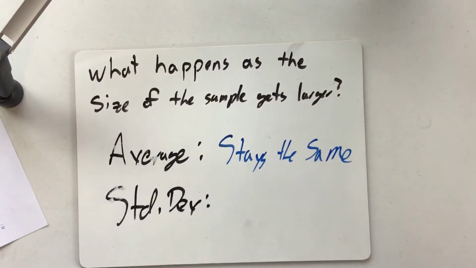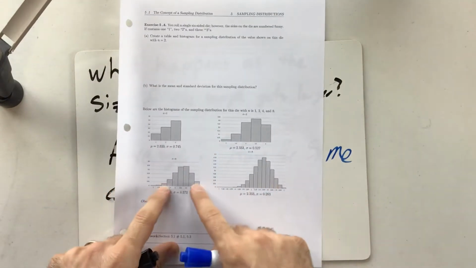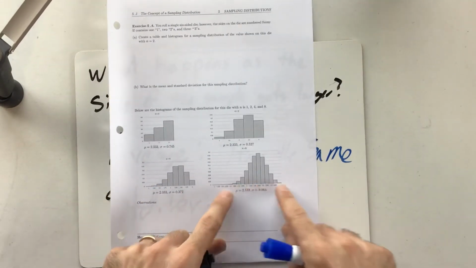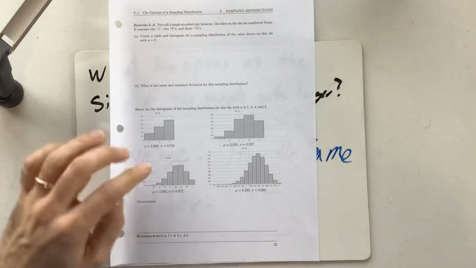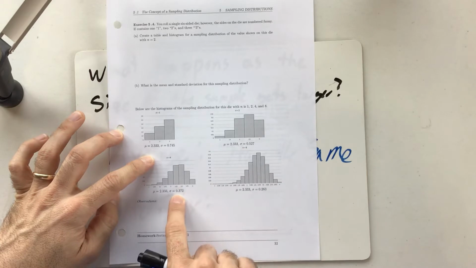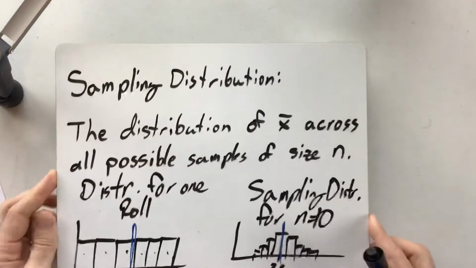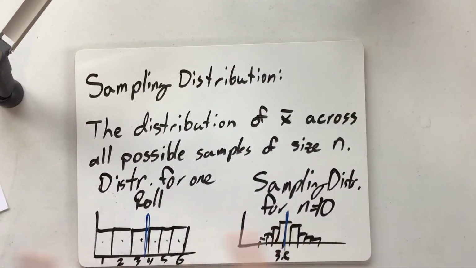Okay, but what happens to the standard deviation? Well, what you notice is that the standard deviation on each of these, they become less and less spread out, and they become closer and closer to this value. So look at our standard deviations, we get 0.7, 0.5, 0.3, 0.2. The standard deviation is getting smaller and smaller. And if you remember, what does standard deviation mean? Standard deviation just means how spread out are our numbers, how spread out is the distribution.